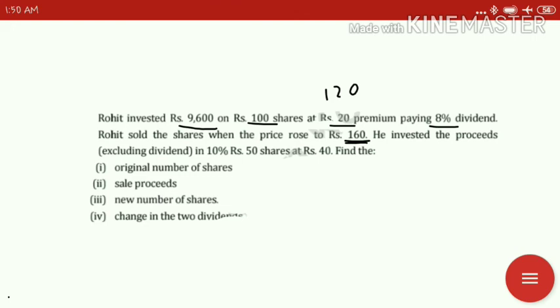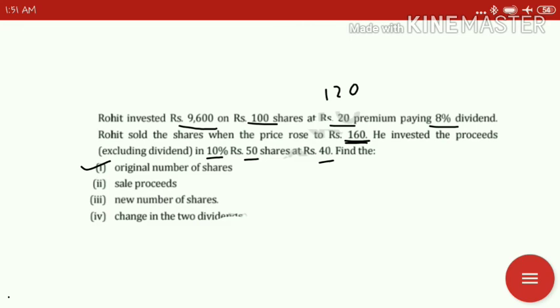Again, you can see this is going to remind you of the first sum that was explained in problems 1 and 2, where the price is rising and he is selling the shares. So he invested the proceeds. Again, you know how to find the proceeds; I have explained in the first question how to find the sale proceeds. And in the next share, which gives a 10% rate of dividend, 50 is the face value and the market value is rupees 40. Original number of shares means how many shares he first purchased.